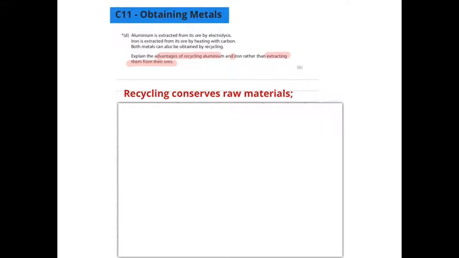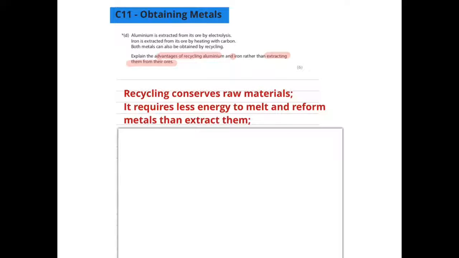So recycling conserves raw materials. Obviously that's the point of recycling. You don't have to keep on extracting things again and again. It requires less energy to melt and reform metals than extract them. So when you're trying to get them from their ore, let's say in quarries, it takes a lot of horsepower, it takes a lot of machinery, diggers and so on, and destroys landscape, and a lot of fuels. You have to build transport to and from the quarry. Lots of issues with building a quarry and extracting things from the natural environment.